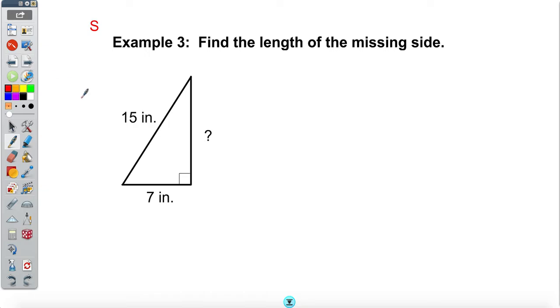All right, again, if you could pause the video and get this copied down and find the missing side. Noticing that this time it said the missing side and not the hypotenuse. That's your one little clue on this problem.